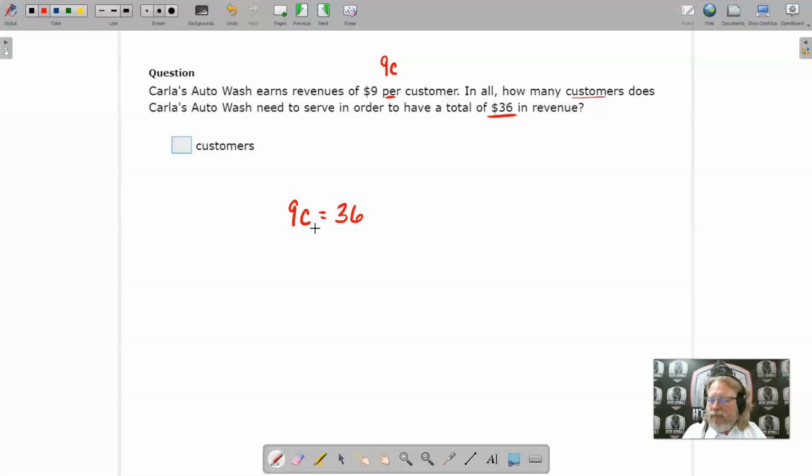The 9 is tied to the C through multiplication. The opposite operation is division. We're going to divide by the very number we wish to get rid of, and what we do to one side, we're going to do to the other.